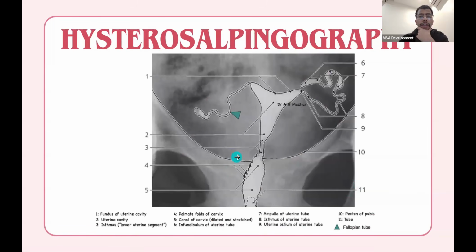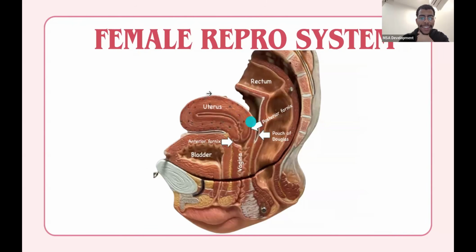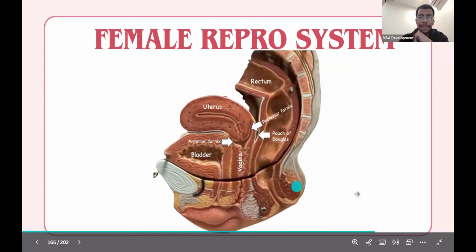And lastly, we have a hysterosalpingography. Hystero means the uterus. Salpinx is the oviduct or fallopian tubes. Now, did I mention here that this is the uterus? You have to know that. It's lying above the bladder.